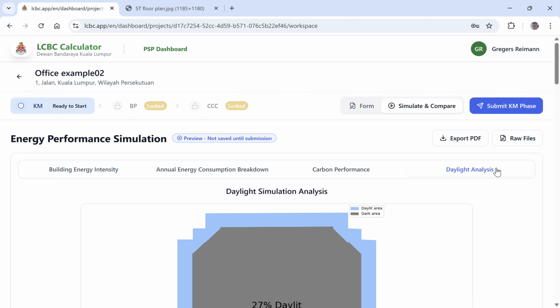The last thing under the results is to export an energy report, which can be done by clicking this button and downloading the raw files, which is basically those input files that were sent to the Energy Plus online simulation. So both of these can be downloaded and reviewed.